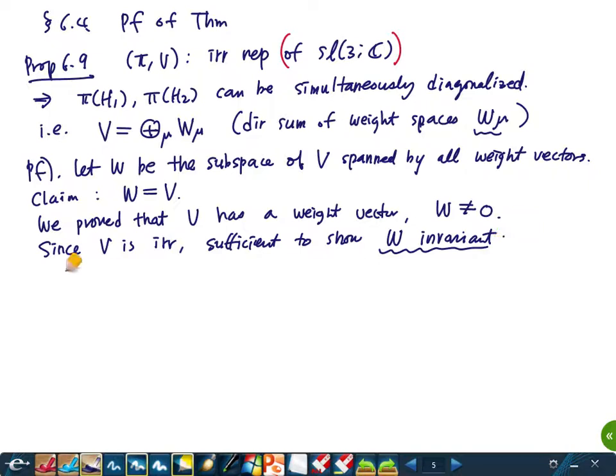So to do that, let's consider one vector. This means this is a weight vector with weight.